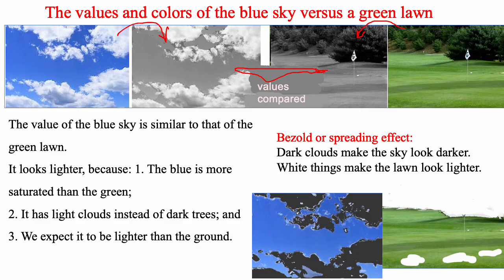But why does the sky then look lighter? One reason is that the blue is more saturated than the green, and we tend to think of saturated colors as lighter, even though they really aren't. We expect the sky to be lighter, but this is another interesting thing. It's lighter because it has light clouds, whereas the golf course has dark trees. And why is that? It's called the Bezold or spreading effect, where if you have dark things, it makes everything around it look darker. And I think you can see when I darken the clouds, this blue looks much darker than this golf course, which now has white things around it.